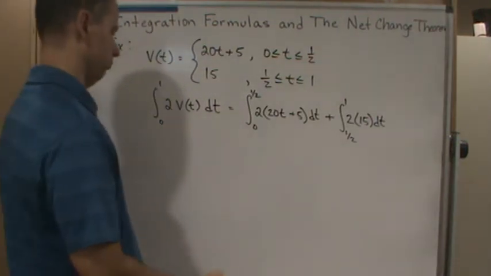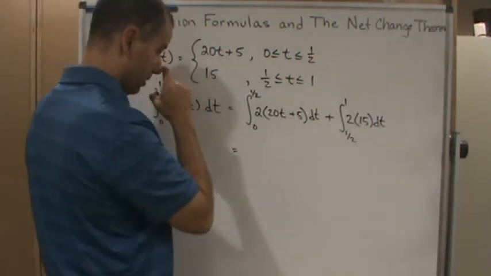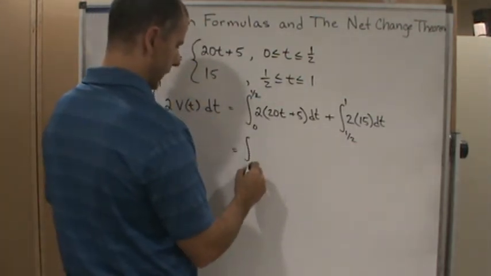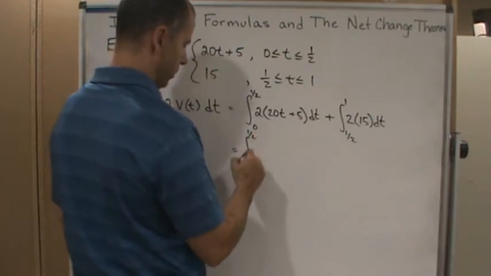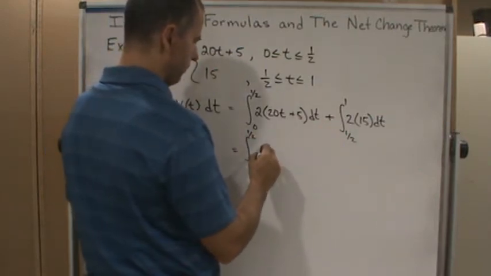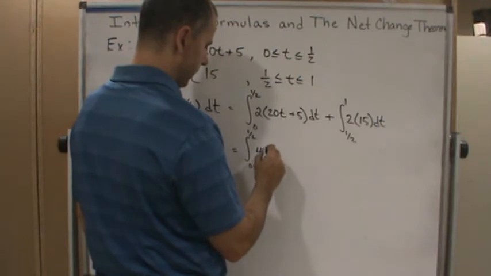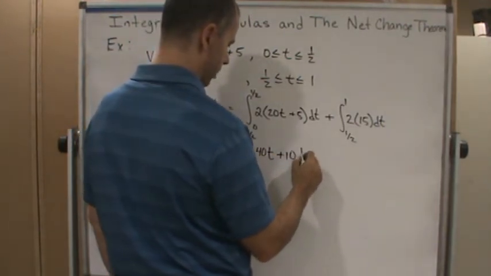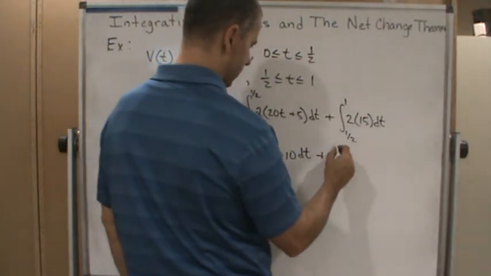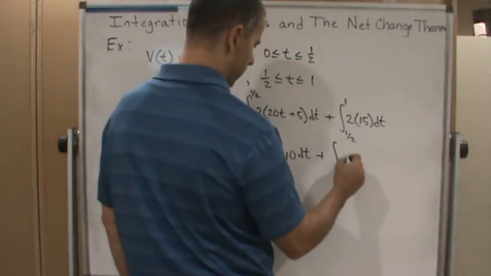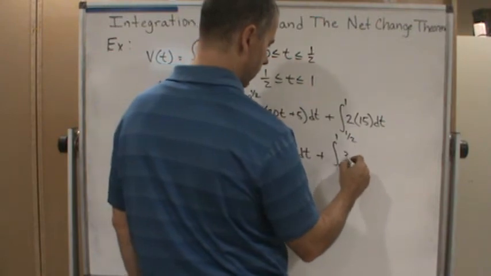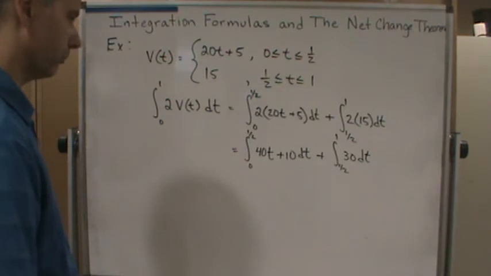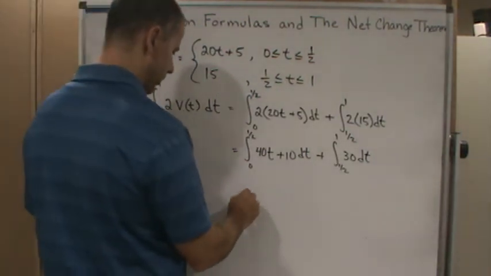Okay, now let's look at this. So I'm going to simplify: the integral from 0 to 1/2 of what? It's going to be 40t plus 10 dt, plus the integral from 1/2 to 1 of 30 dt. Okay, now we've got to find the antiderivatives.